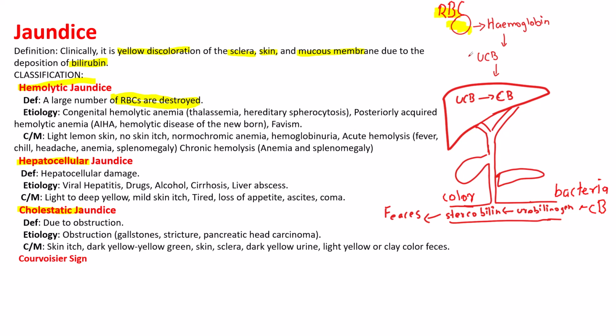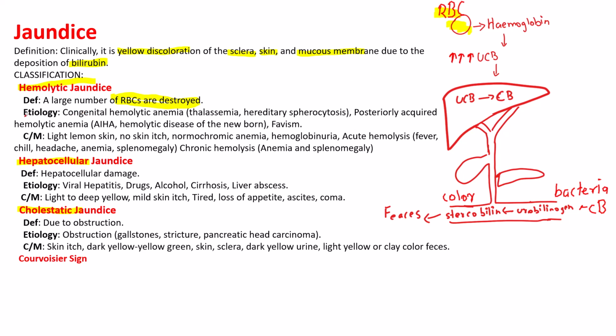Due to this hemolysis, we have a lot of unconjugated bilirubin accumulated in our blood. Our liver has a limited capacity for converting unconjugated bilirubin to conjugated bilirubin. Now, the amount of unconjugated bilirubin surpasses the liver's ability to convert it to conjugated bilirubin, which leads to the accumulation of unconjugated bilirubin in our blood. That's why we have hemolytic jaundice, due to a very large amount of unconjugated bilirubin.